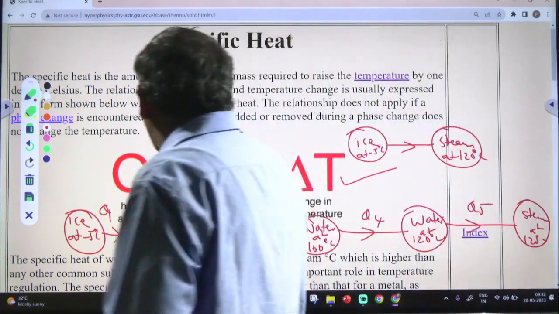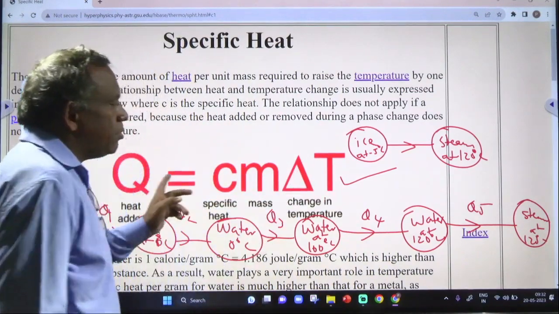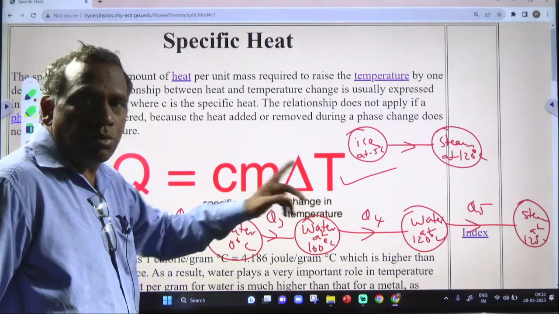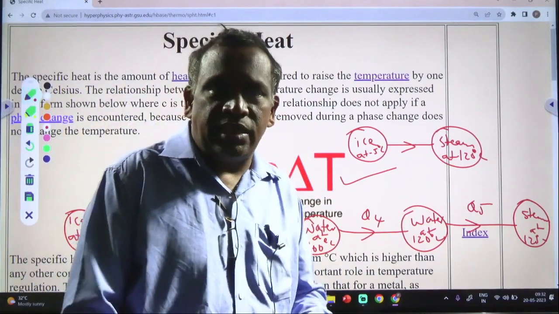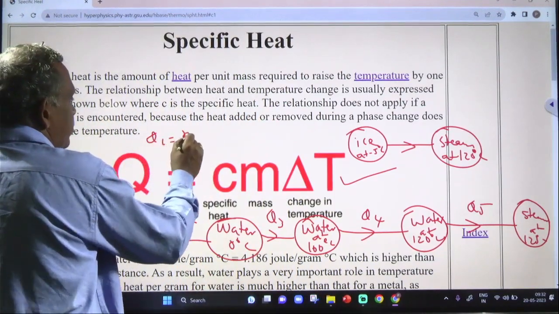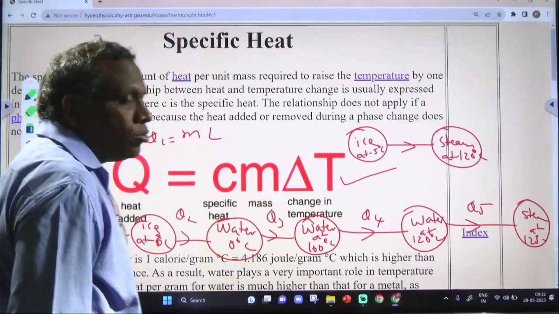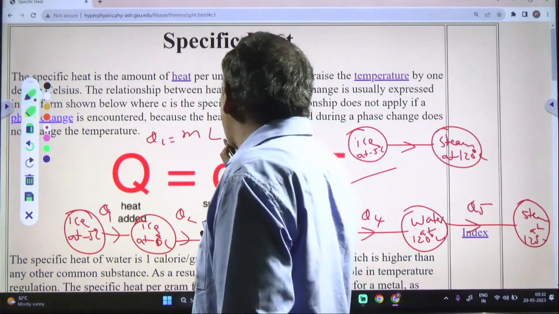Q1 is the change in temperature. Wherever there is change in temperature, you can straight away use this formula, with the specific heat of that substance and the mass. But in the case of Q2, we have to use this formula: Q2 is mL, where L is L ice.